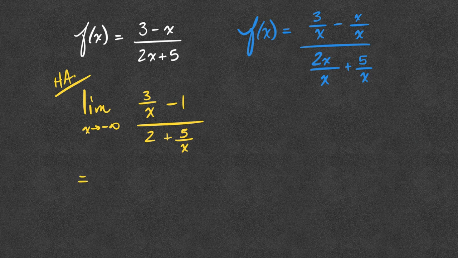So on the top, any fraction where the top is constant and the bottom gets bigger and bigger and bigger will approach 0. I then have my minus 1. On the denominator, I've got my 2. Same thing. Any fraction where the top is constant and the bottom gets bigger and bigger, I approach 0. Now, I need to deal with some signs.